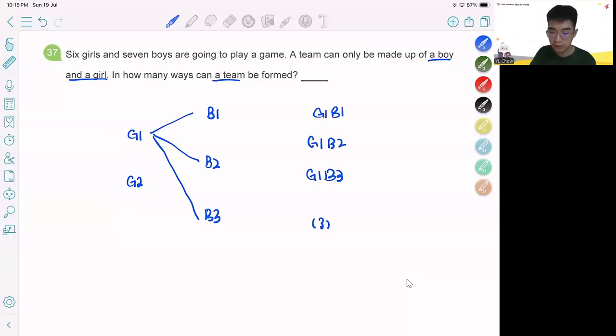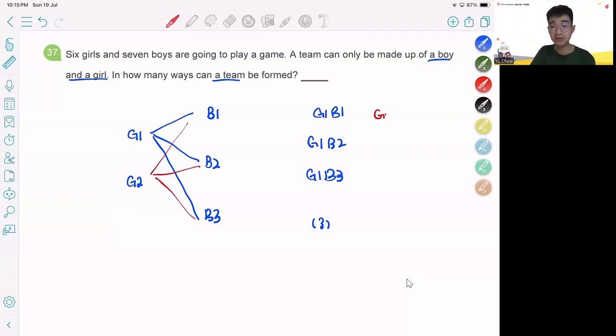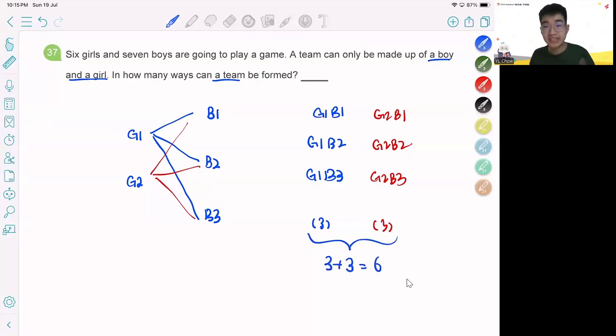Girl 2 can also form a team with boy 1, boy 2, and boy 3. Maybe let's use a different color to make it clearer. So girl 2 and boy 1 is another team. Girl 2, boy 2 is another team. Girl 2, boy 3 is another team. I have yet another 3 teams. So in total, I have matched every girl with every boy, considering every possibility. Altogether, there are 3 plus 3 equals 6 teams that can be formed.